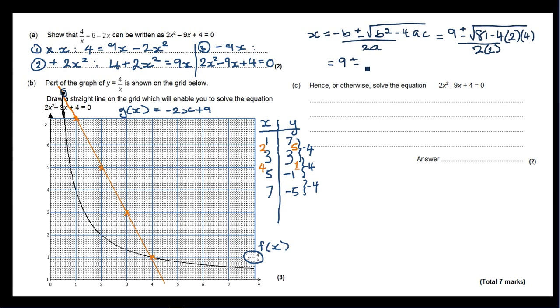So we've got 9 plus or minus square root of, well, what have we got under here? 4 times 2 is 8, times 4 is 32. So we've got 81 minus 32. So we can do this in a couple of stages and avoid calculating too much in my head, which is stressful and a good way of making mistakes. Okay, so 81 minus 32.